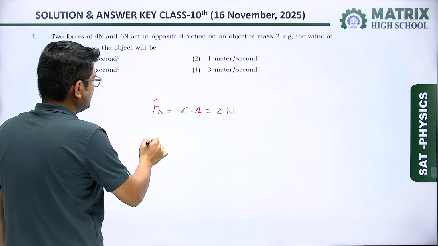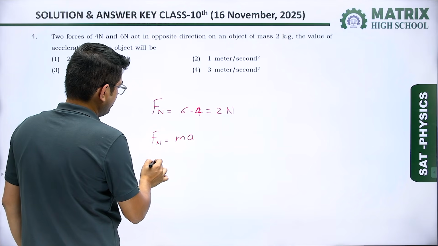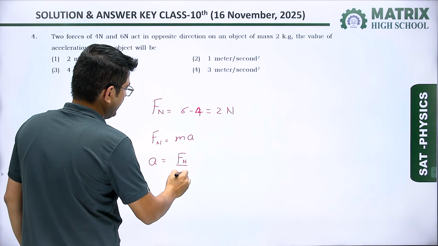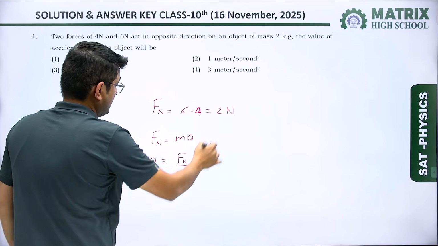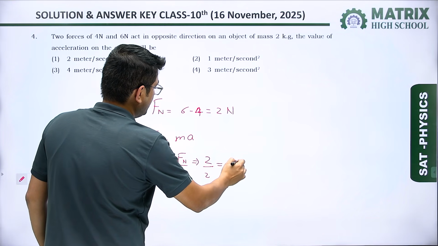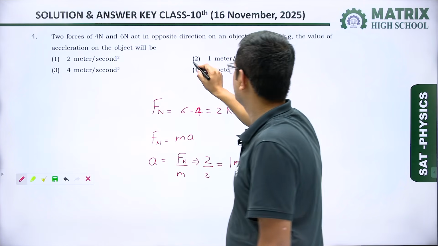And we know that F net is equals to ma. We have to find value of a, that is a equal to F net divided by m, which is net force is 2 and mass is also 2. That means acceleration will be 1 meter per second square. So our correct answer is option 2.